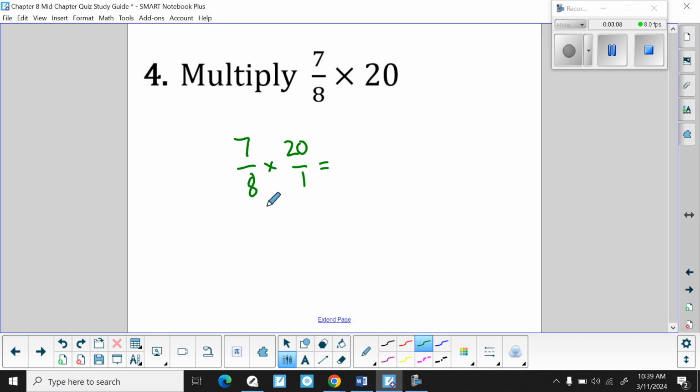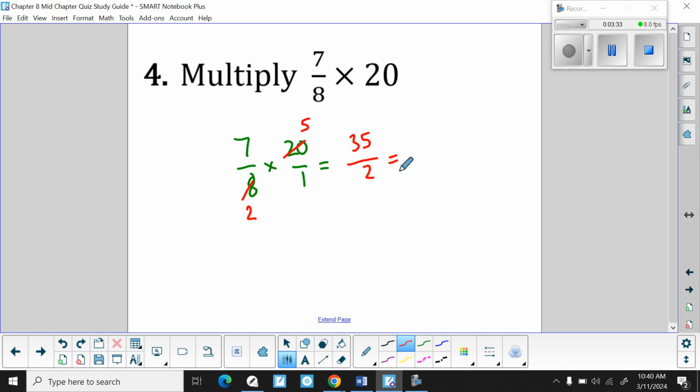Alright, well, before I multiply, I can see that 8 and 20 have a common factor. They have a couple, but the biggest common factor they share is 4. So 4 goes into 8 2 times. 4 goes into 20 5 times. When I multiply across now, I get 7 times 5 is 35. 2 times 1 is 2.